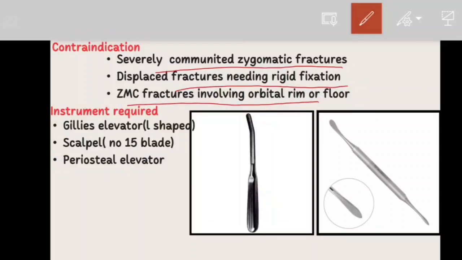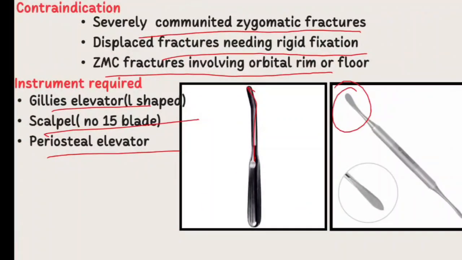Okay. So the instruments required for the closed reduction are the Gillies elevator, which is L-shaped. You see this is an L shape. A scalpel with a number 15 blade, and a periosteal elevator. This one is the periosteal elevator. So these are the instruments required for the closed reduction. So which elevator is used? It will be the Gillies elevator.